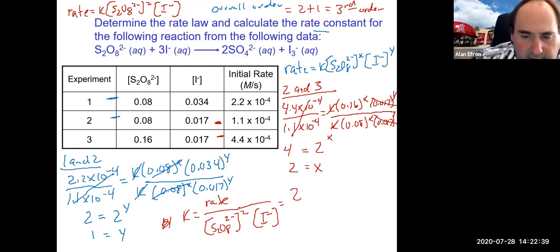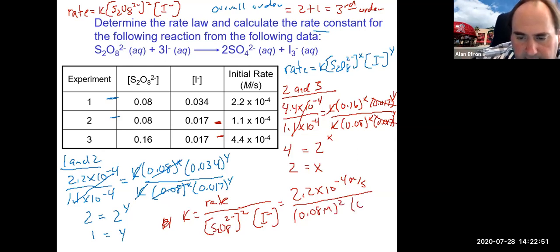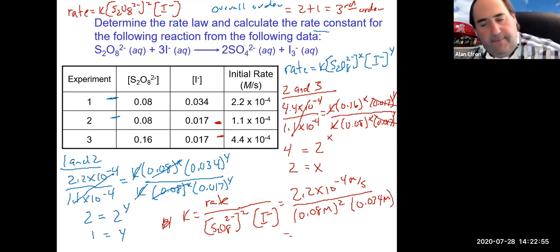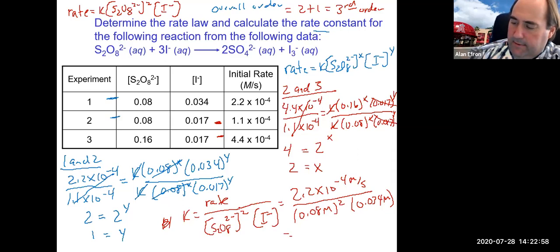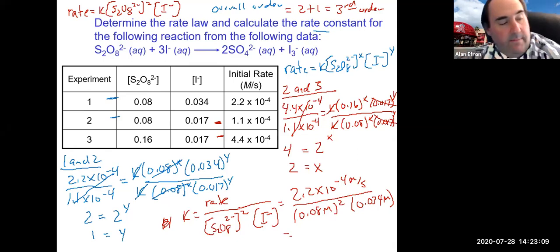So 2.2 times 10 to the minus 4 molar per second. We're going to take 0.08 molar and square it, and we're going to take 0.034 molar as well. Now we end up with 2.2 times 10 to the minus 4 over 0.08, a little square action, and 0.034. It looks like 1.01.